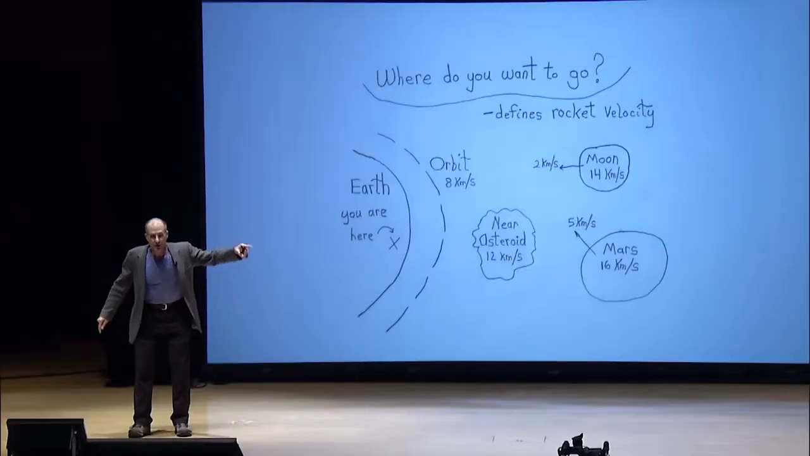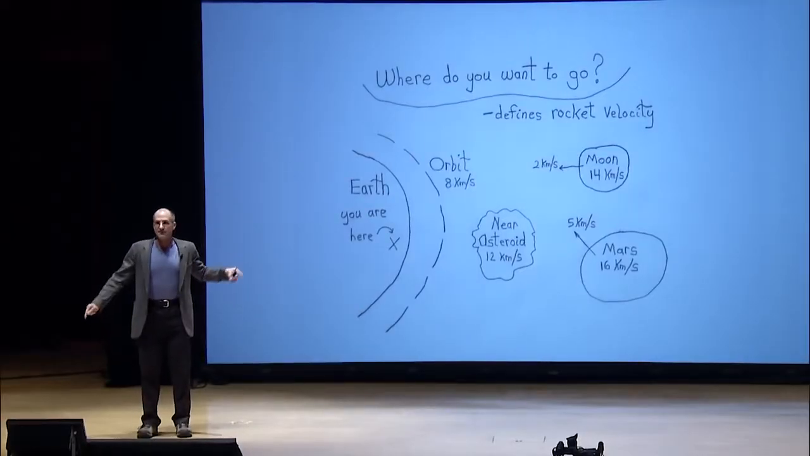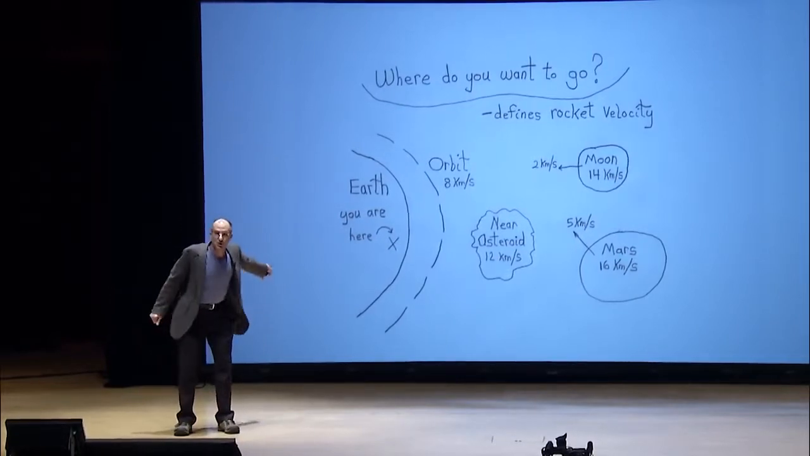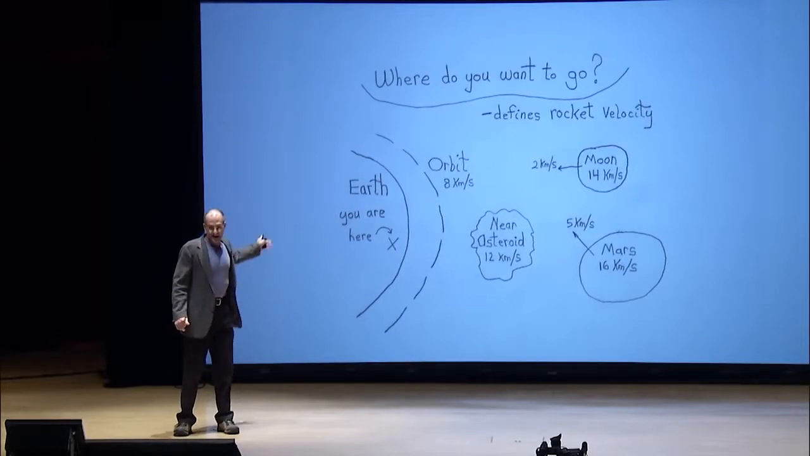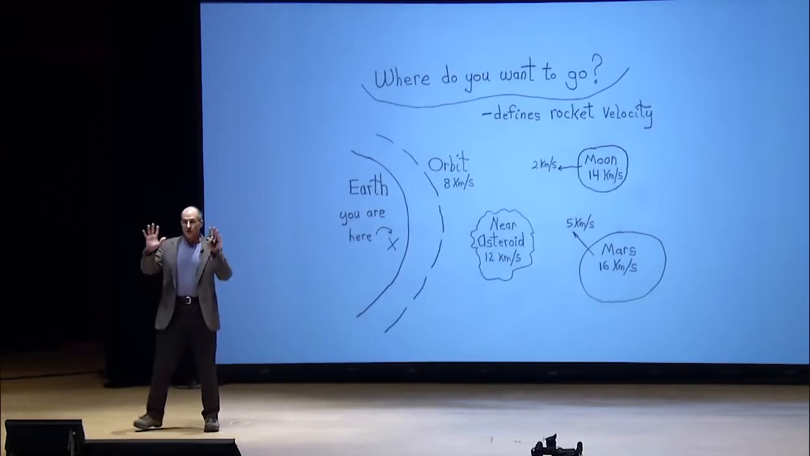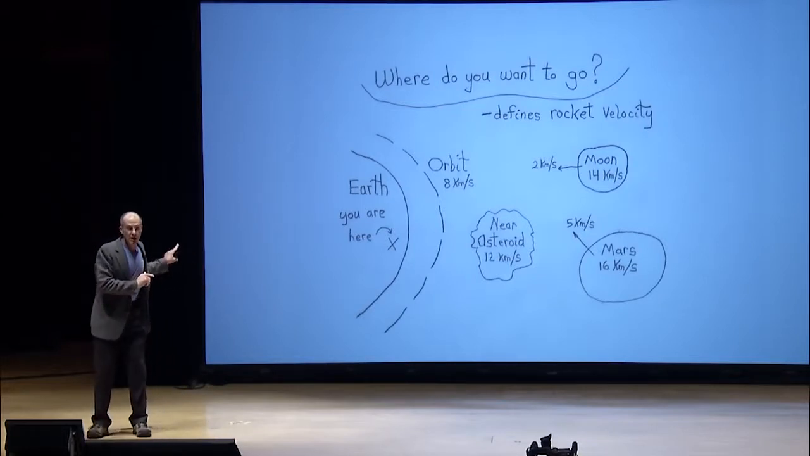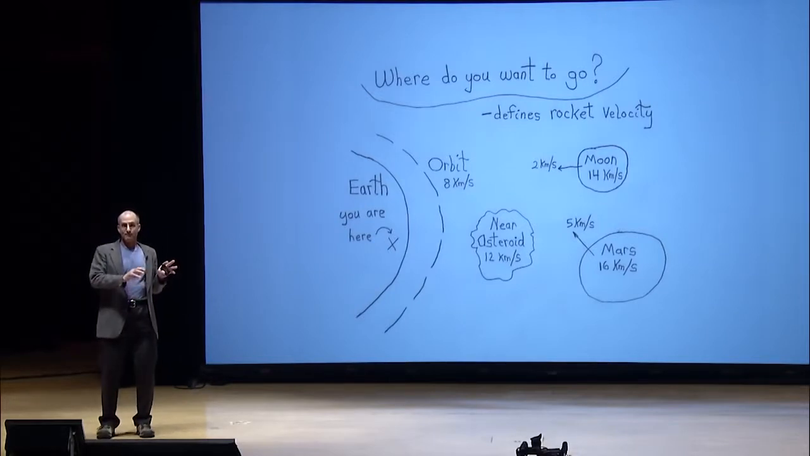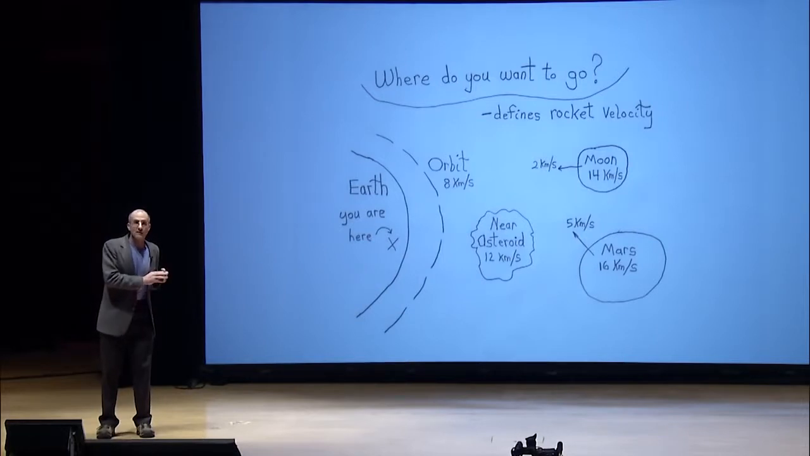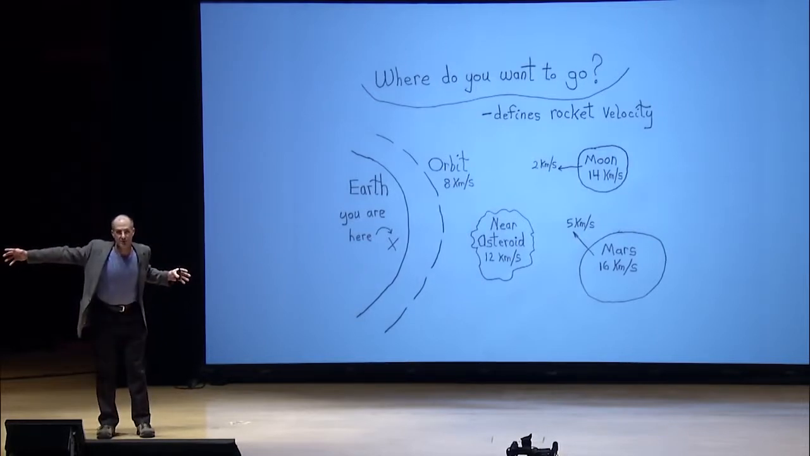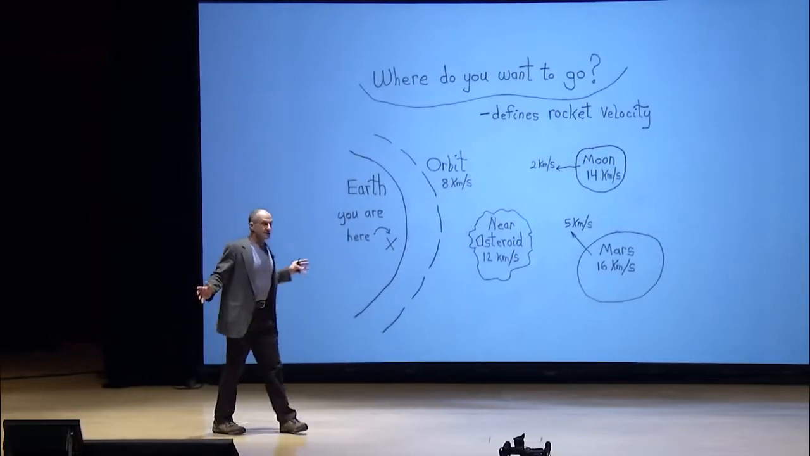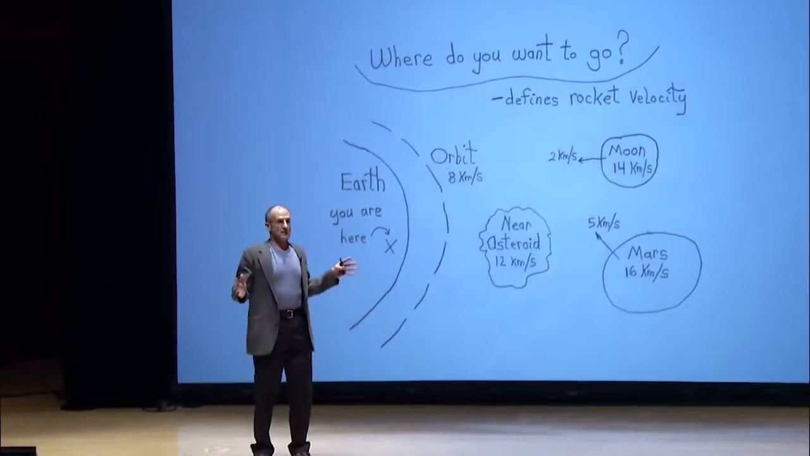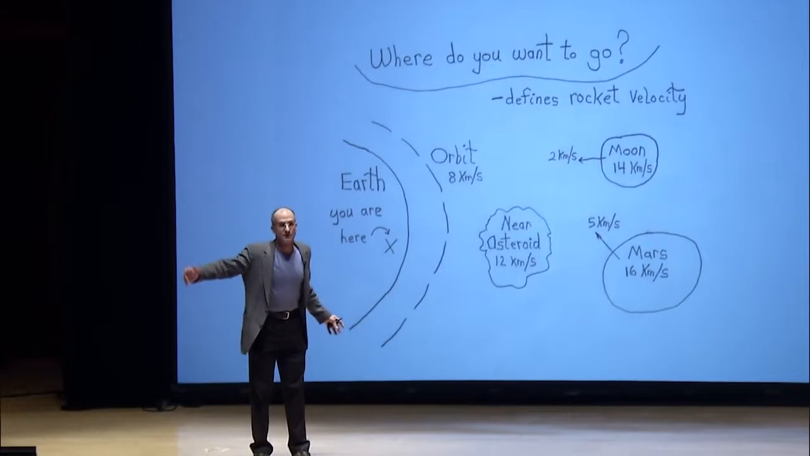To go from Earth to Earth orbit takes 8 kilometers per second. That's around 17,500 miles an hour. So you really got to go fast. Now, to get to the moon takes 14. To get to Mars takes 16. So just think about this. Going from Earth surface to Earth orbit takes half, sometimes more than half, of the velocity required to go anywhere else you may want to go. So perhaps the giant leap for mankind was not the first step on the moon, but going from the surface of Earth into Earth orbit.